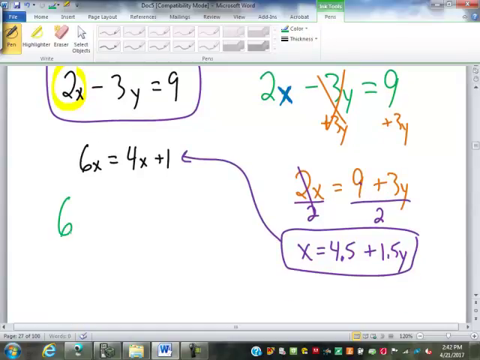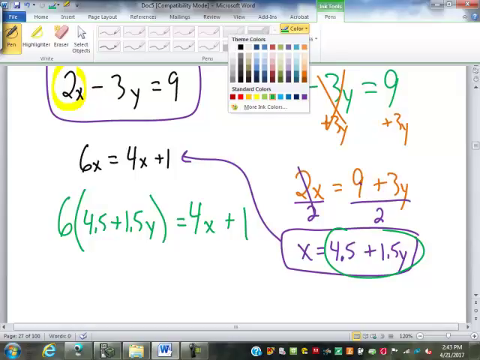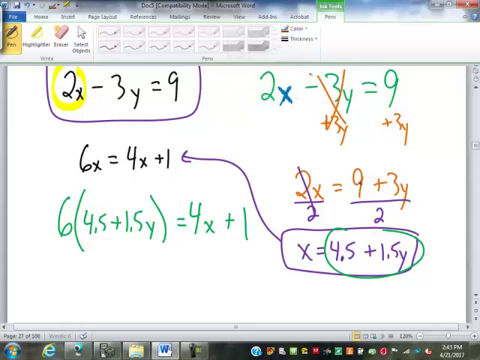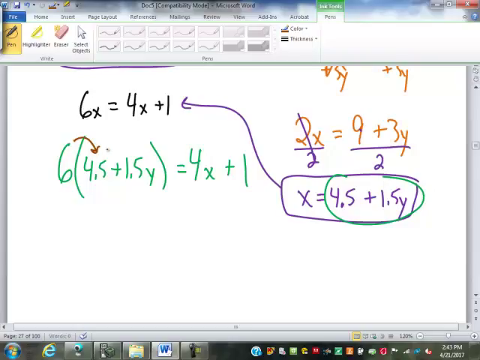So now that came from this top equation, so we have to put it back into the bottom equation. So 6 times x becomes 6 times 4.5 plus 1.5y equals 4y plus 1. So we're going to do 6 times 4.5, which is 27. 6 times 1.5y is 9y, okay, and we still have 4y plus 1. Then what?